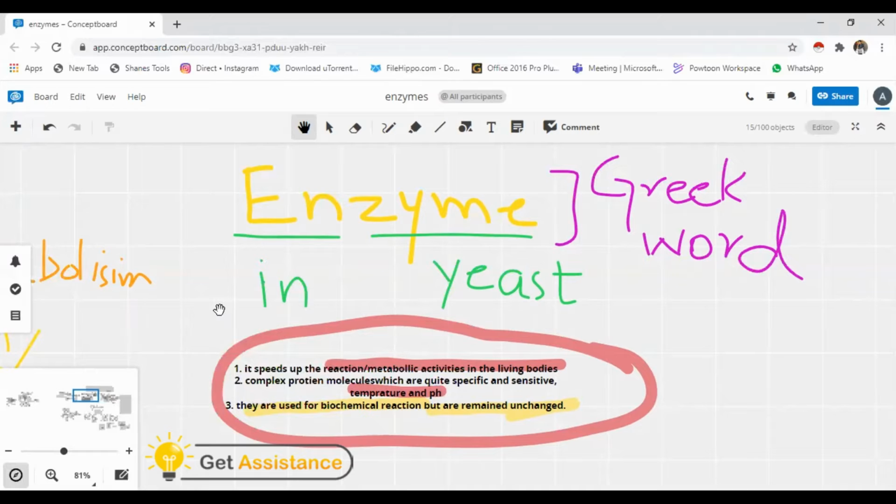Thirdly, the most beneficial point about enzymes is that they are used as a catalyst, but they remain unchanged throughout the process. This is the most golden thing, that they are doing their function, they are giving themselves up, but they are not changing their chemical or their physical properties, basically.